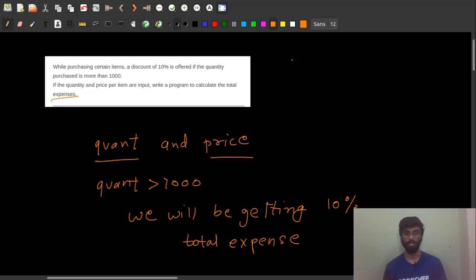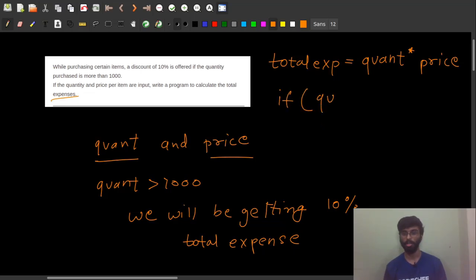So first of all, calculating the total expense will be the quantity multiplied by price, and if the quantity is greater than 1000, it is mentioned that it should be strictly more than 1000. So it should be greater than 1000.